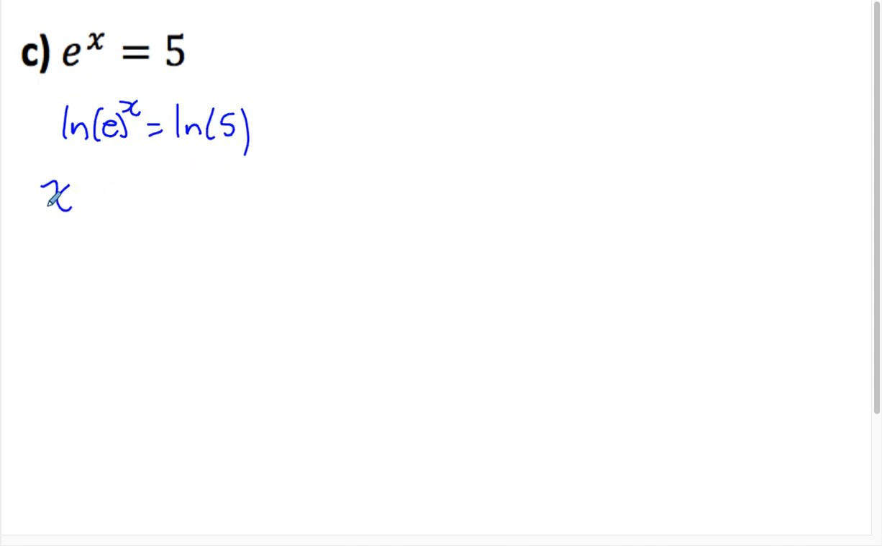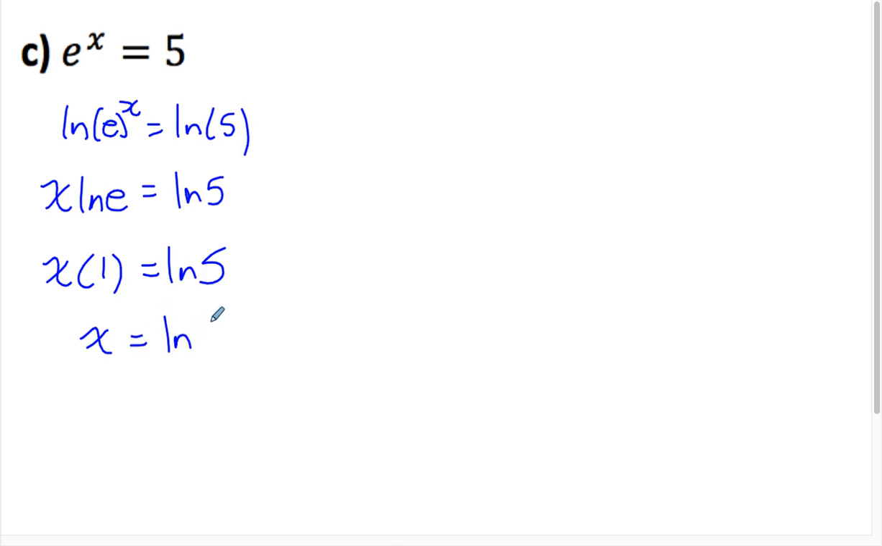So now we can bring the x down. We have x ln e equals ln 5. Well, ln is a log base e. So this means e to the what equals e? Well, e to the 1 equals e. So ln e is just 1. So x times 1 is x. So x equals ln 5. And I can just type that on my calculator, ln 5, and I get about 1.61. x is about 1.61. And you can check this on your calculator. e to this should equal about 5 because we've done some rounding.